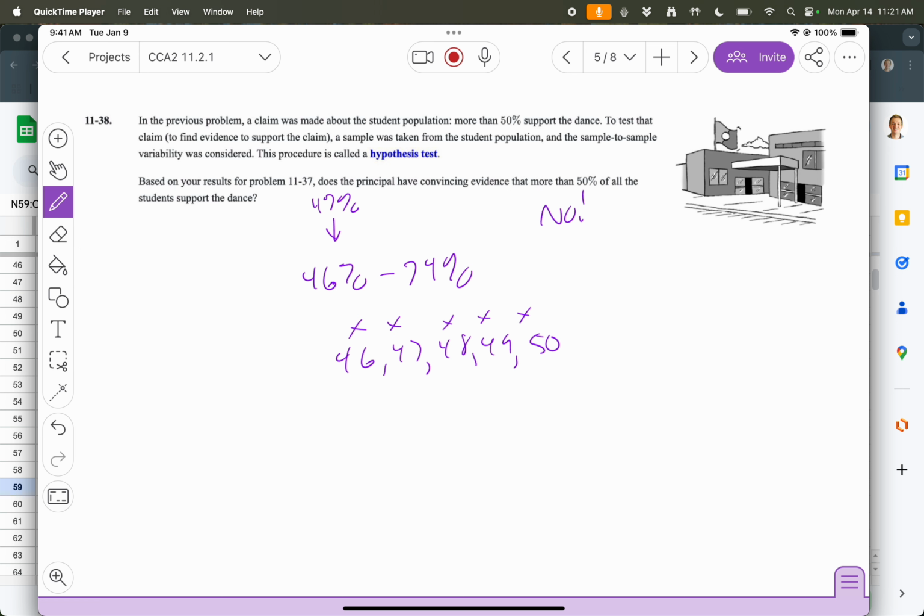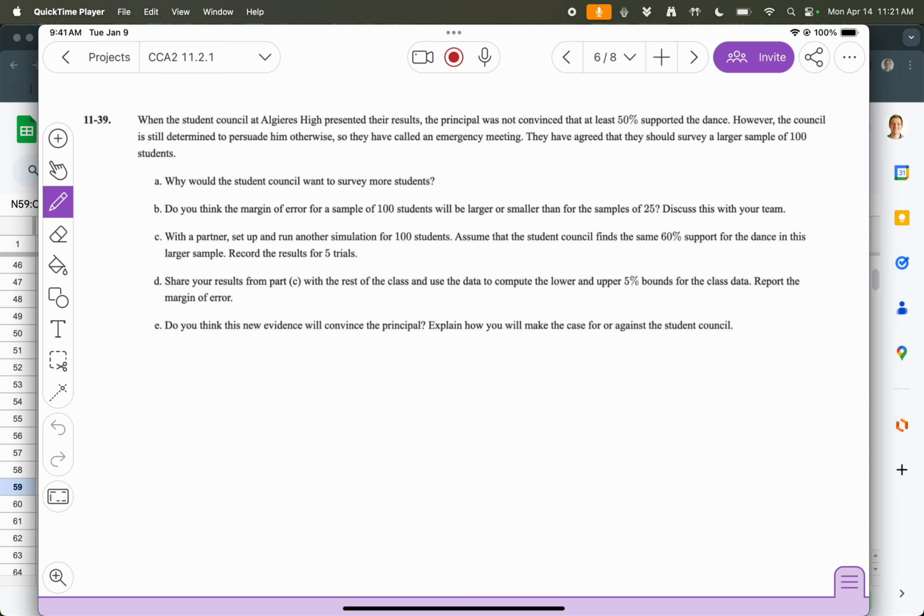So let's see what's going to happen next. So in 39 here, now they presented the results. The principal's not convinced, and so the student council is still determined to persuade him. So they called an emergency meeting, and they agreed, hey, what if we did a larger sample of 100 students?